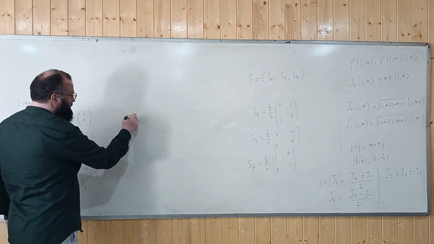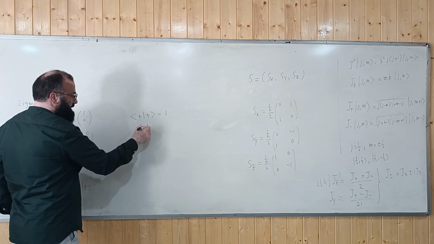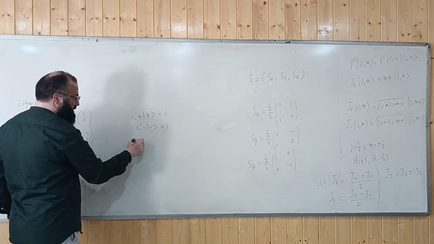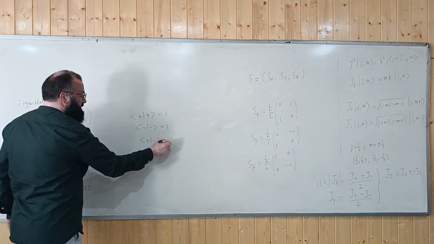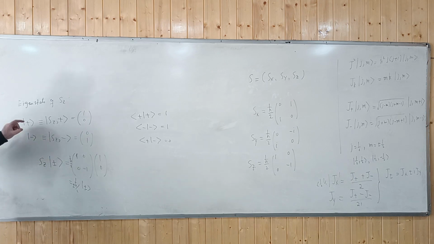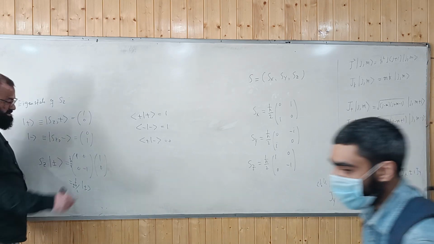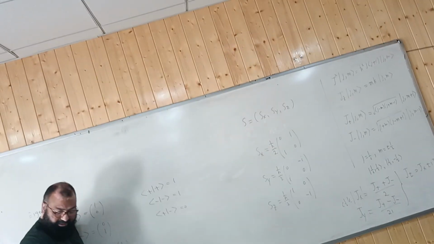So one more point. If you take now plus with plus, this will be 1. If you take minus with minus, that is equal to 1. And plus with minus, that is equal to 0. Got it? So it means these two states are orthogonal. In other words, plus and minus are linearly independent states. Okay. So now let's check the completeness condition.